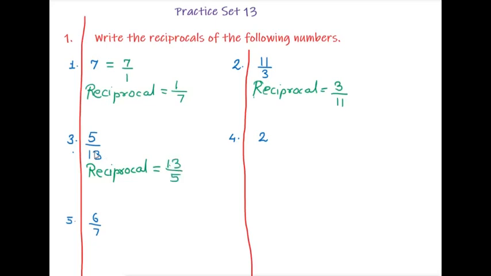Now, we have the fourth sum, that is 2. Same like the first sum. So, 2 is equal to 2 upon 1, and reciprocal of 2 upon 1 is 1 upon 2. Got it, students? And the last sum, that is the fifth sum, 6 upon 7. Reciprocal of 6 upon 7 is equal to 7 upon 6. So now in your CW, write practice set 13, question 1 and solve the sums as I have given on the screen.